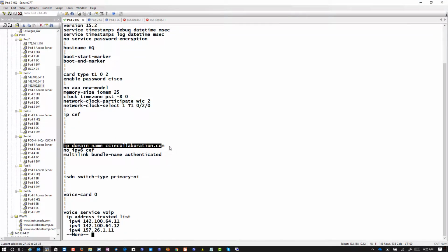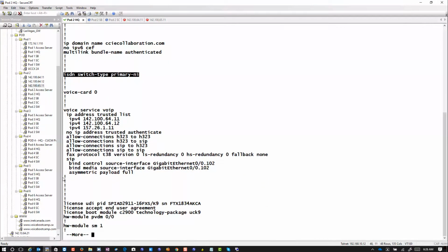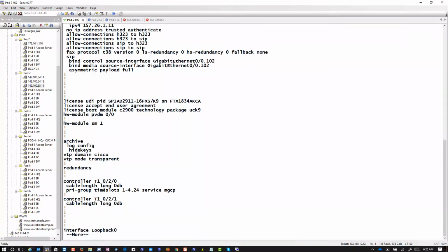The IP domain name CCIE collaboration is extremely important. Make sure it is matching based on your documentation. The ISDN switch type, that's primary-ni, could be different in your lab, so pay attention to that. In your controller T1, you're going to type pri-group timeslots 1-23 or 1-24 depending on what they ask you. In my lab it is 1-24, but in your lab it could be different.